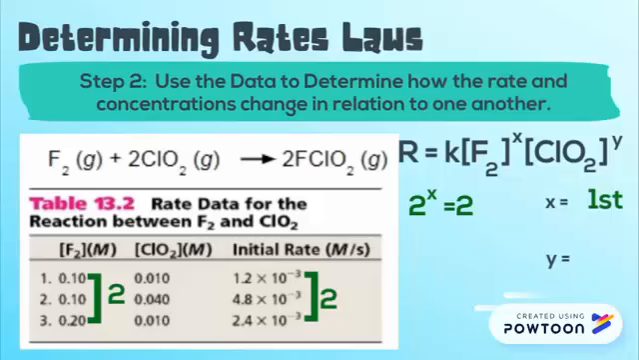Now let's move on to the other reactant, ClO2. Again, we want to find 2 trials where fluorine is constant but Cl2 changes. So we want to use trials 1 and 2 for ClO2. Looking at trials 1 and 2, it goes from 0.01 to 0.04. So it quadruples in concentration. The rate goes from 1.2 times 10 to the third to 4.8 times 10 to the third, which also quadruples. To determine the order, we want to find out what 4 to what power gives us 4. And again, this is going to be first order. 4 to the first equals 4.